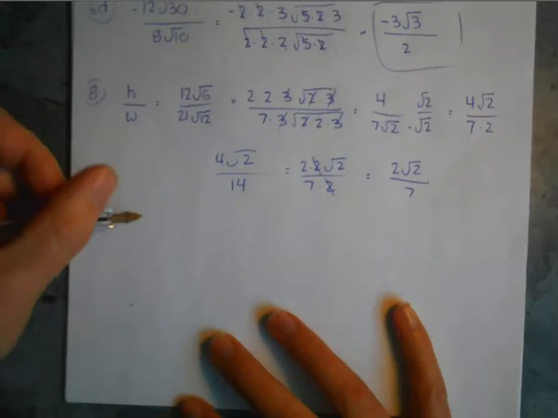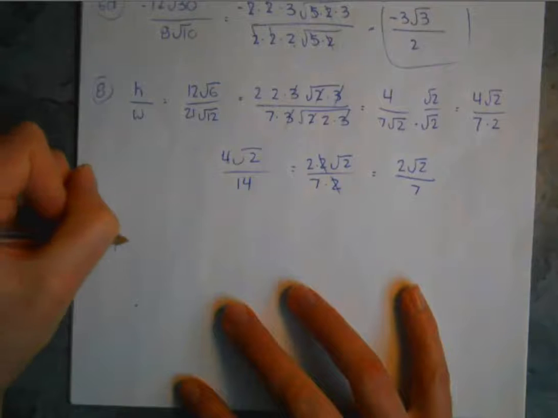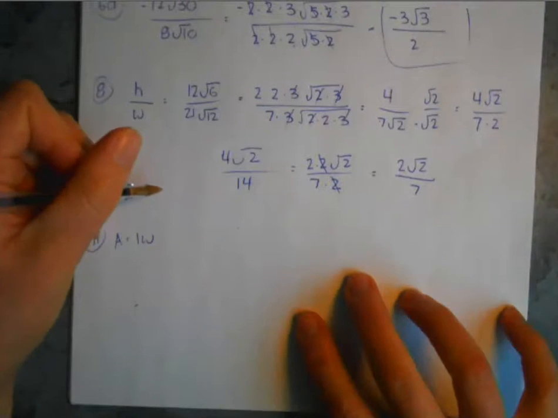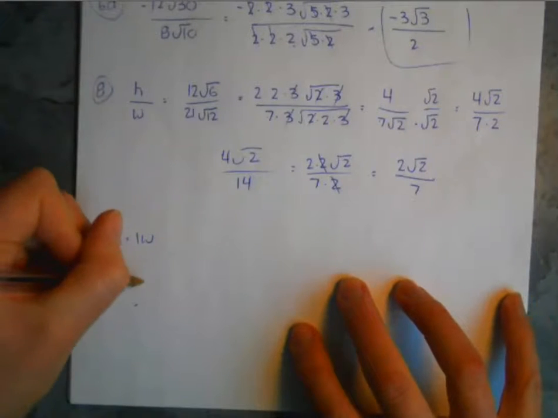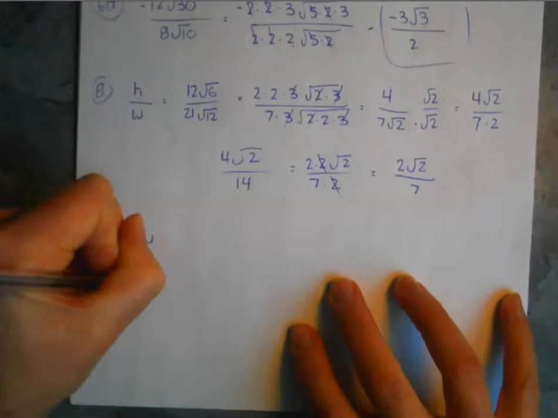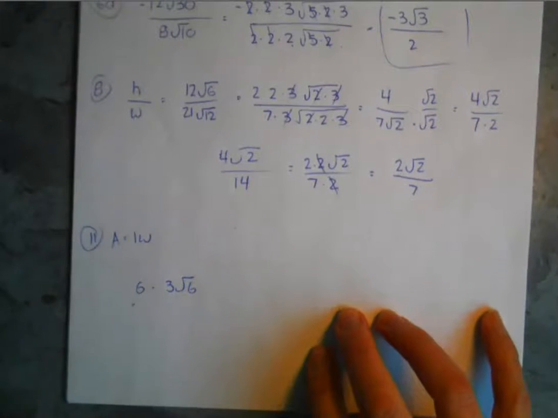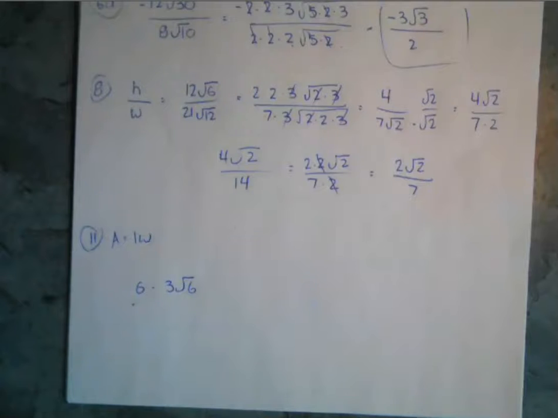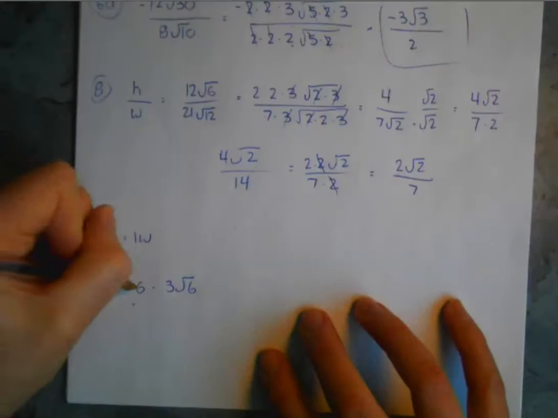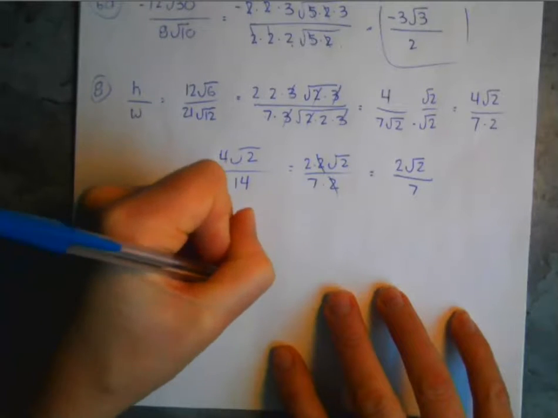What was the last question here? Number 11 is the one with the boxes. Let me just open that up a second. So you had, which rectangle has the greater area? So remember with area, it's always just length times width, and they give you the length and width of each of those boxes. So the first one is, let's see, 6 centimeters times 3 root 6. Okay, and then 6 times 3 gives us 18 root 6.